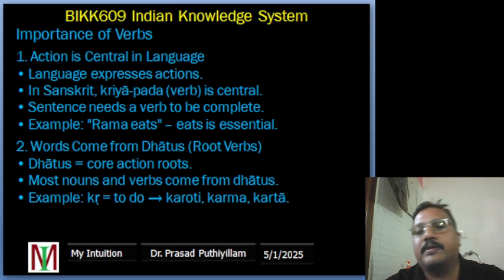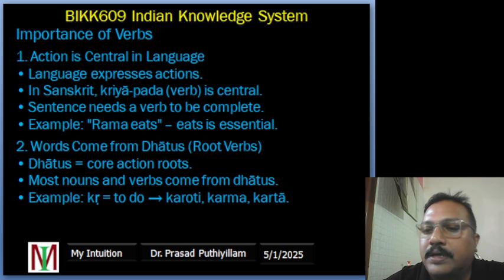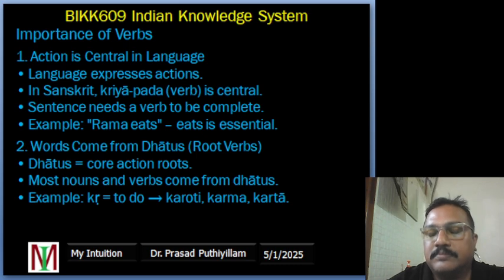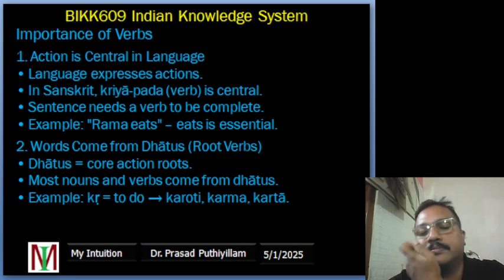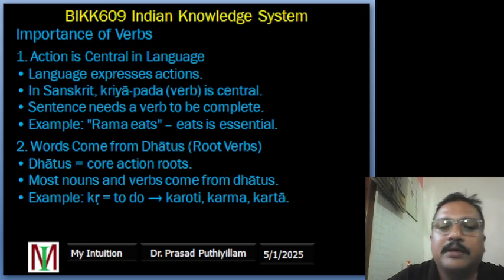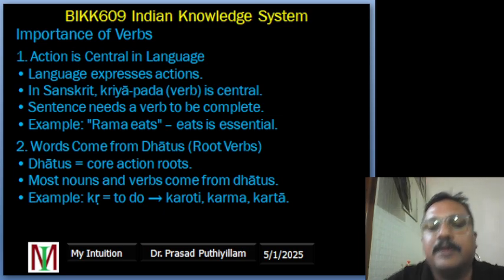Importance of verbs, actions, and dhatus. Okay. Why do we use language at all? The main reason is actually simple. That is to talk about an action. So what someone does, what happened, or what will happen. So in Sanskrit, this idea is very clear.